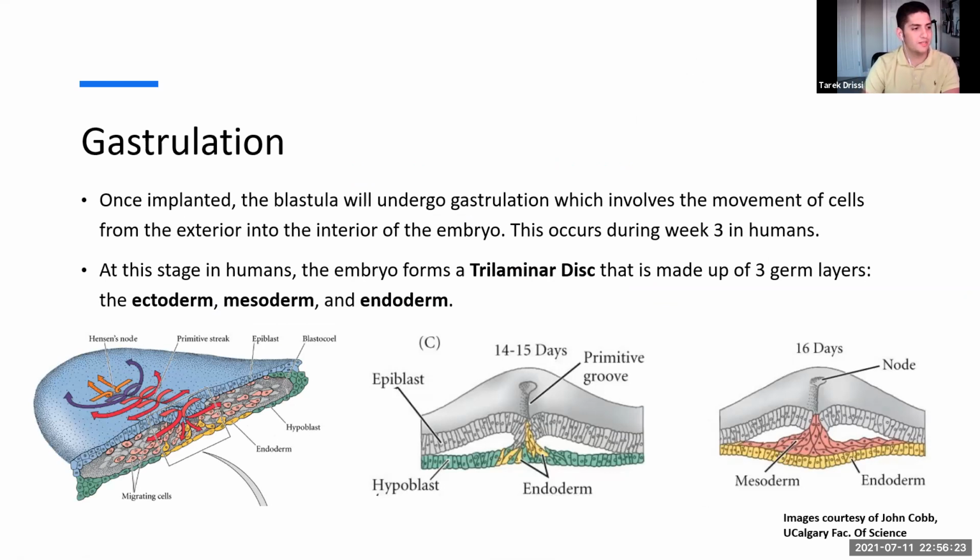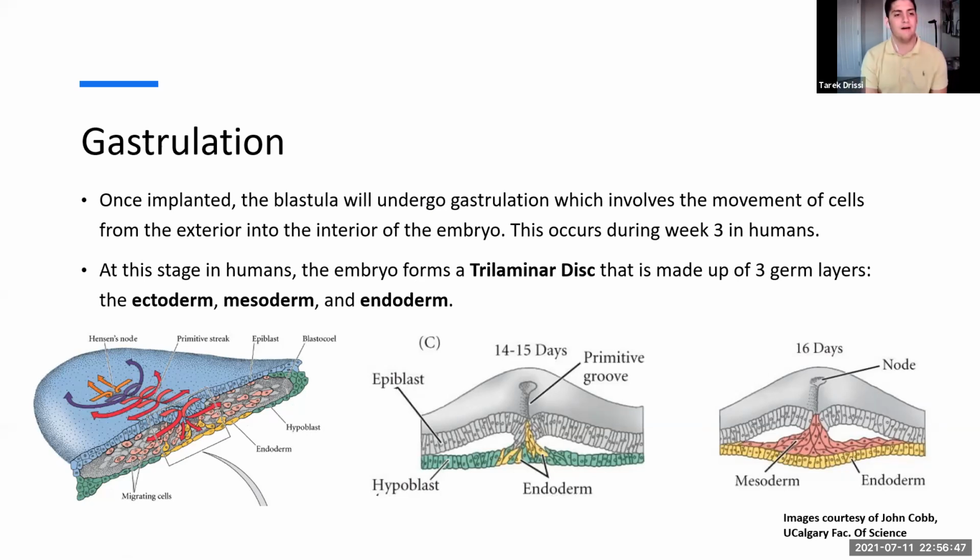He said, the most important day of your life is not when you get married and not when you die, it's when you undergo gastrulation, which I thought was kind of funny because it is very important. So once implanted, the blastula will undergo gastrulation, which involves the movement of cells from the exterior into the interior of the embryo. This occurs during week 3 in humans.